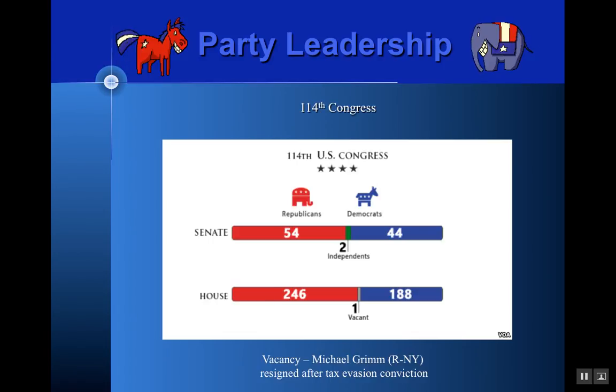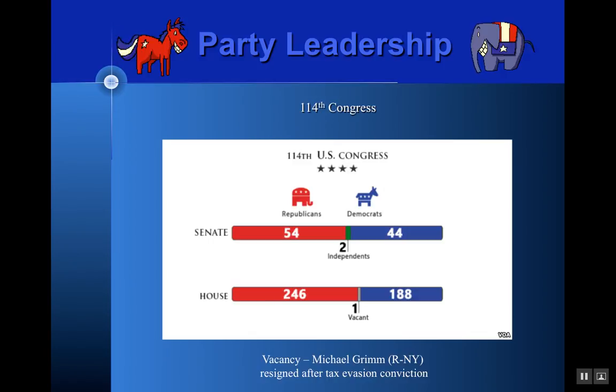And in the House, we have 246 Republicans and 188 Democrats. And at the time of this particular graph, there was actually one vacancy. That's because Michael Grimm, who was a Republican representative from New York, resigned after he was convicted for tax evasion. So that's pretty cool. Convicted of a crime, so he resigned.